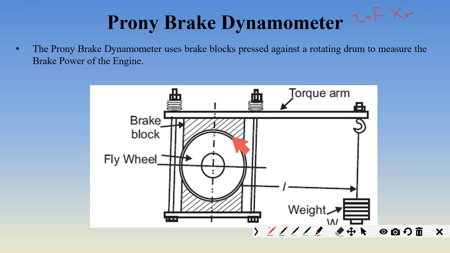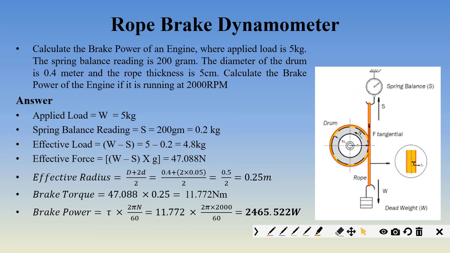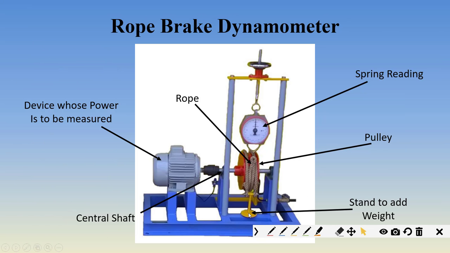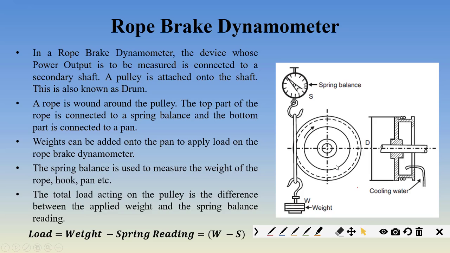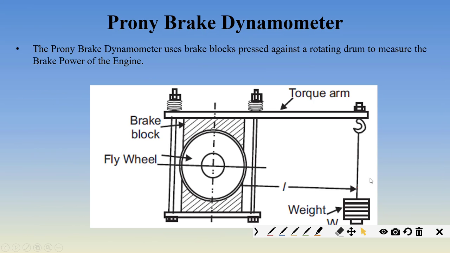So in this Prony brake dynamometer, see what is the function of this torque arm? At the end of the torque arm, there is this hook. From this hook, there is again a pan, just like the pan that you saw in this one. Similar to that pan, there is a pan in the Prony brake dynamometer also, over here. On this pan, we can attach the weights.